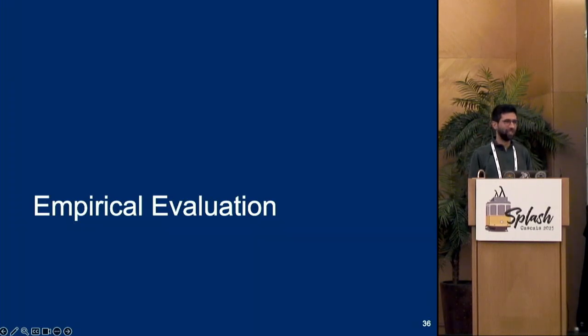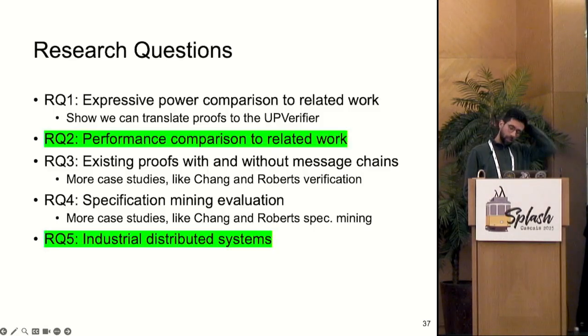And so let's step back a little bit and try to talk about an evaluation. In the paper, we go over 5 research questions, and I encourage you to go check them out. For the presentation, I'm only going to talk about RQ2 and RQ5. We mentioned a little bit of RQ3. In the paper, we look at more case studies, like the Chang and Roberts verification, and we show what the proofs would look like using message chains. We also do the same thing for specification mining. Definitely check that out in the paper.